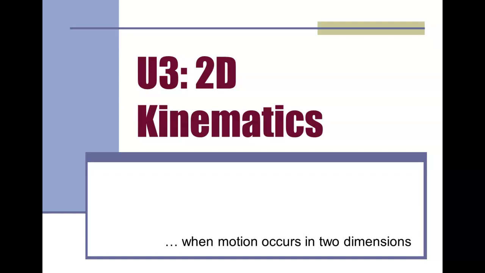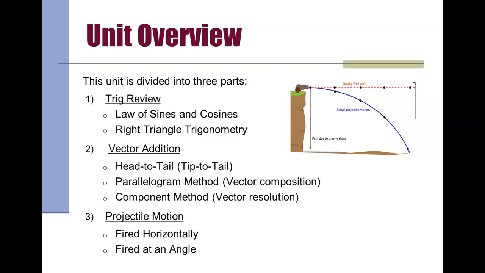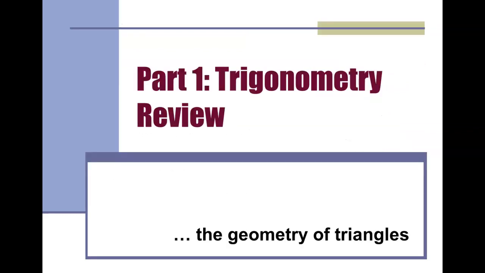Hello and welcome back. We are going to start a new unit now called 2D kinematics. This unit is going to be broken down into three parts. The first one is going to be a trig review piece, and then a small unit on vector addition, and then we'll be getting into projectile motion. In this video, we're going to do the quick trig review.